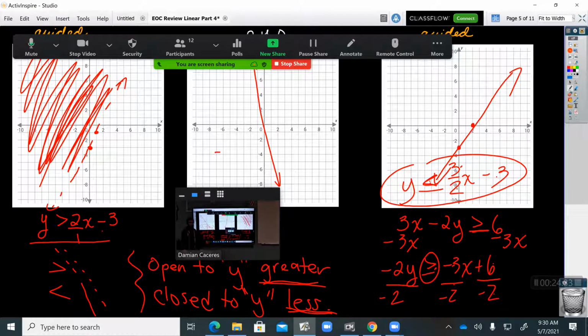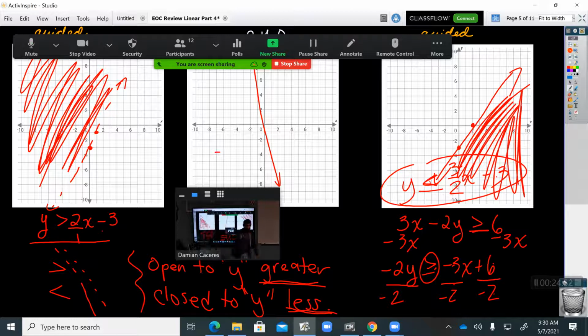So are we going to shade above or below? If I say the word less than, below. So if we shade below this, it'd be this whole area. Above would be here. Any questions before we move on?